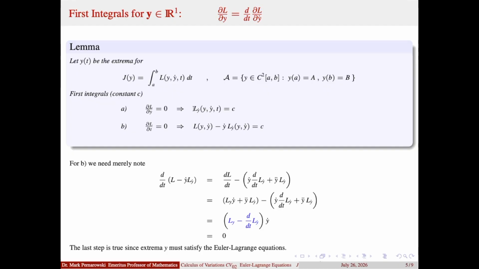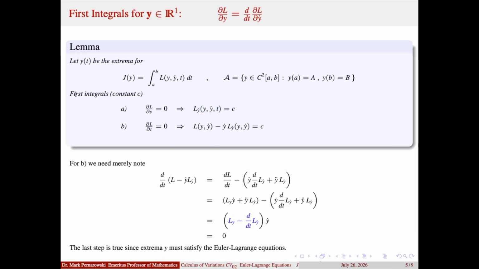That's what this says. So if L sub y is equal to 0 in this Euler-Lagrange equation, you get this thing called a first integral. So I've got one arbitrary constant. And if you put in the explicit dependence of y and y dot in there, this really is a first order differential equation with an arbitrary constant c. So that is not too hard to solve. Sometimes you can't solve it, but many a times you can.